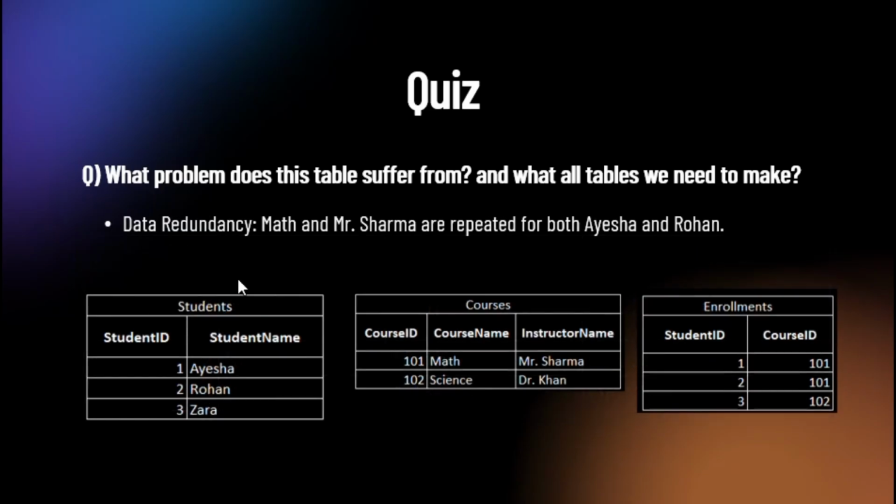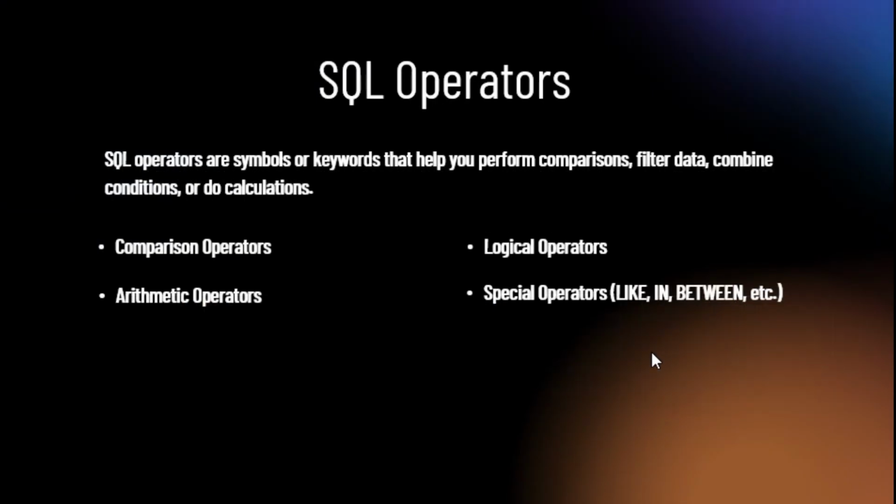This unnormalized data has a large amount of redundancy. Both Math and Mr. Sharma have been repeated for both students. So the initial unnormalized table was creating redundant or duplicate data multiple times. So we have normalized it. We have segregated it into multiple tables such as students, courses, and enrollment. So remember, great databases start with choosing the right data type and keeping data clean and structured through normalization.